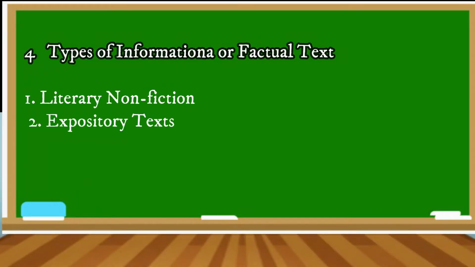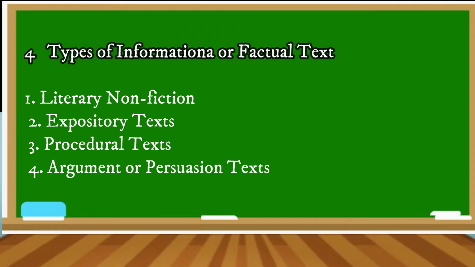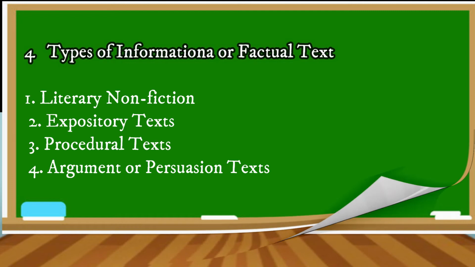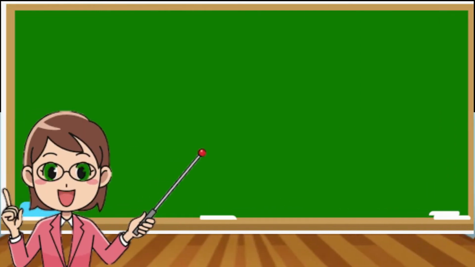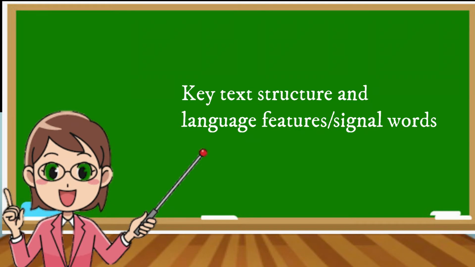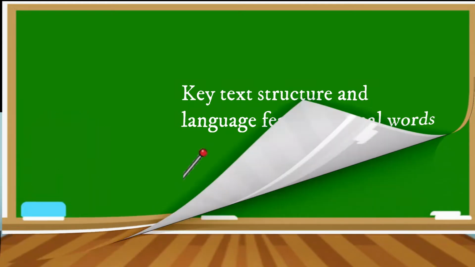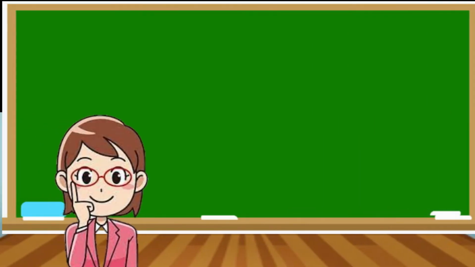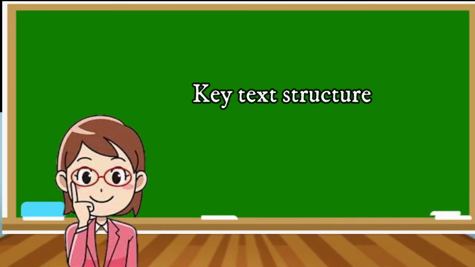We also learned the 4 types of informational or factual texts. They are literary nonfiction, expository texts, procedural texts, and argument or persuasion texts. In this video, we will look into the key text structures and language features of the various types of factual or informational texts. Knowing the types and purposes of informational or factual texts, let's start this lesson with knowing what is key text structure.